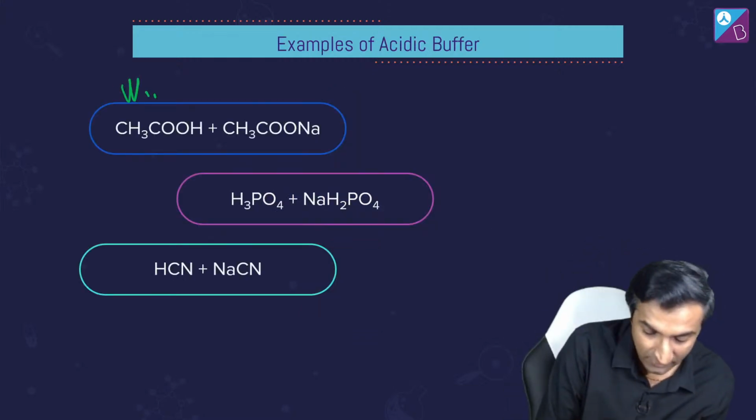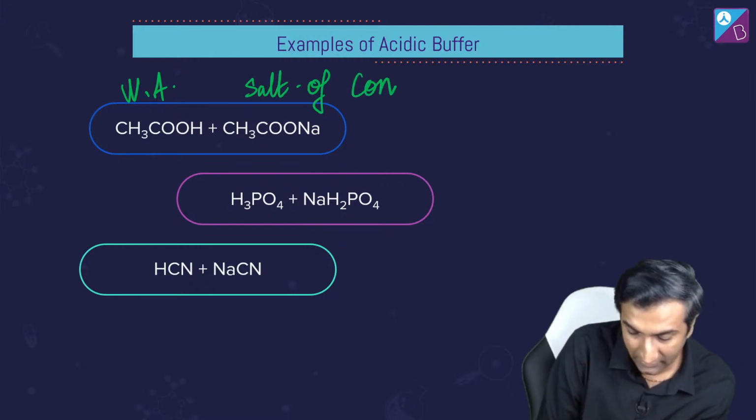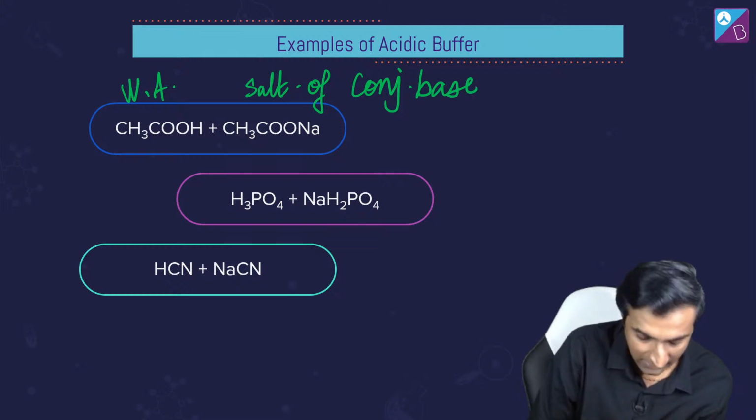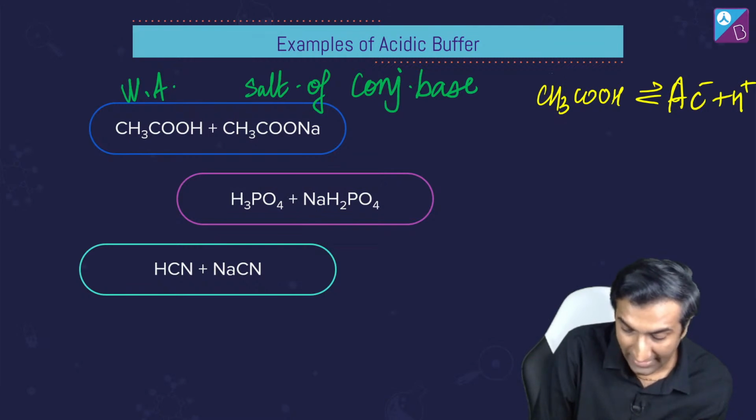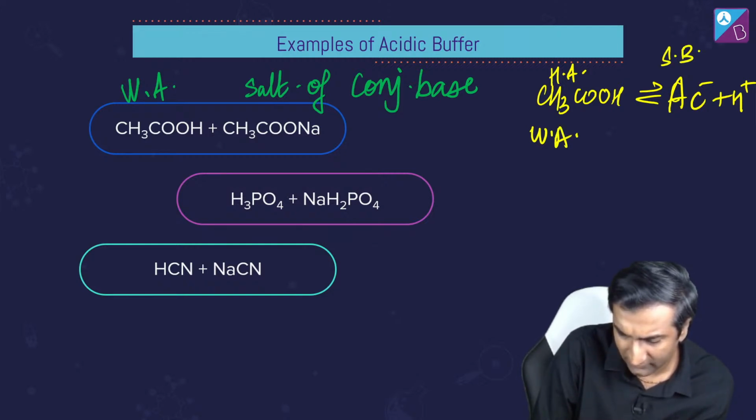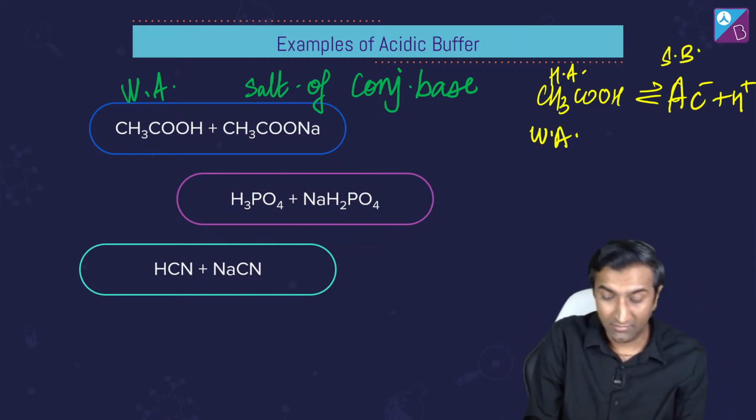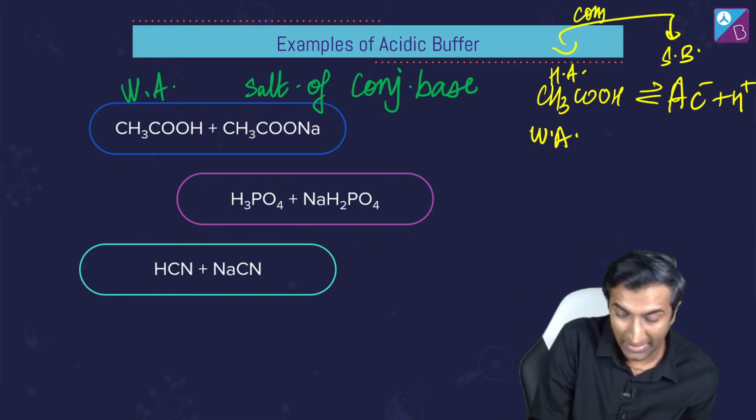ये है तुम्हारा weak acid और ये है इसका salt of conjugate base. कैसे? Let's go back to my nice yellow color. CH3COOH gives you this, right? I'm just going to write AC minus plus H. ठीक है? If this is your acid, HA, which is weak, and this is going to be a pretty strong base, comparatively speaking. खैर, तो ये दोनों, because they differ by H plus, they are a conjugate acid base pair.